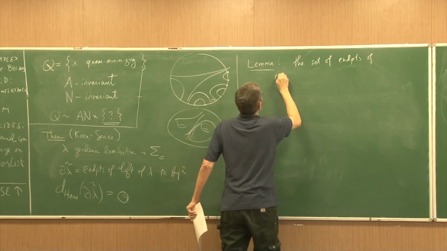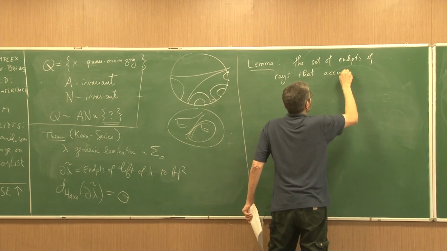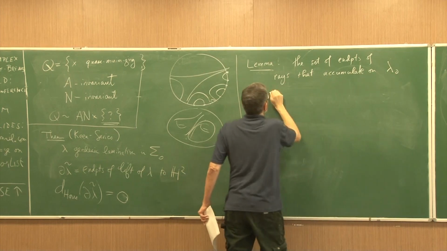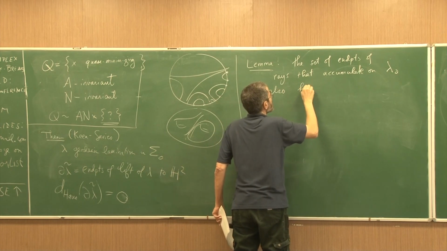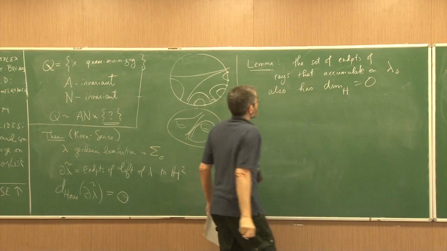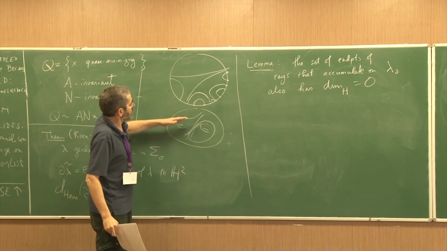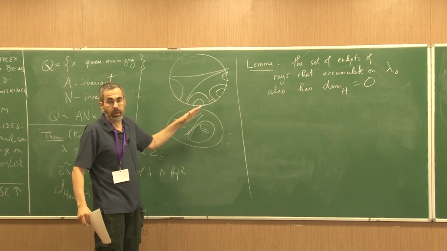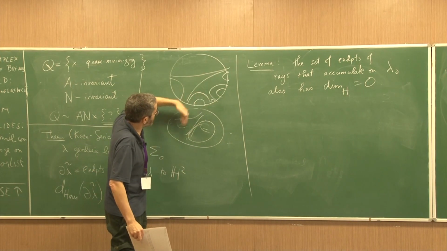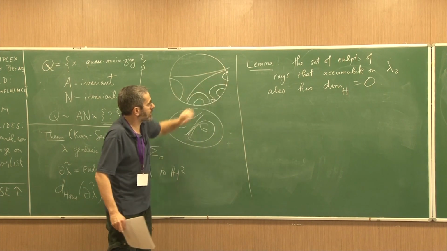of rays that accumulate on lambda naught also has dimension 0. That's a much bigger set because there are many ways to accumulate on this lamination. You don't have to exactly follow a single leaf. You can keep going between leaves. So there's kind of infinitely many choices you can make as you're accumulating on some lamination. So you get a much bigger set of points, but it still has dimension 0.